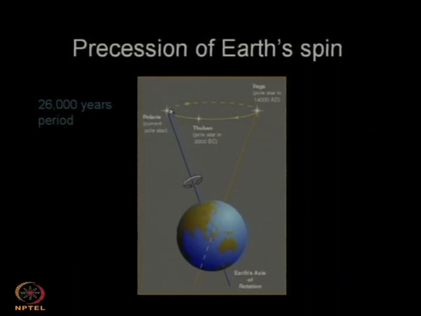Now, it is known that the Earth's axis of rotation is not fixed. That's a very interesting fact. So the direction of the North Pole is not fixed, and the rotation axis of the Earth precesses. It precesses because of the tidal forces. We shall discuss tidal forces later.